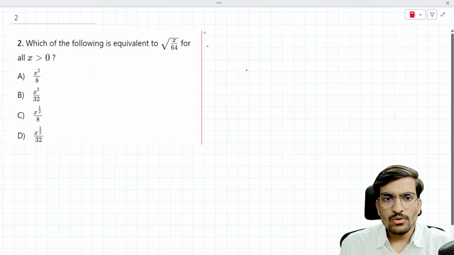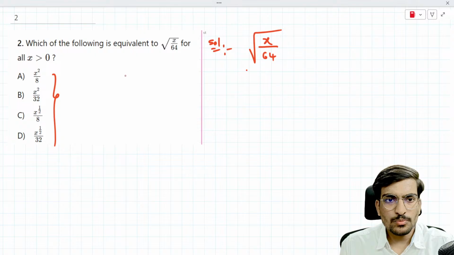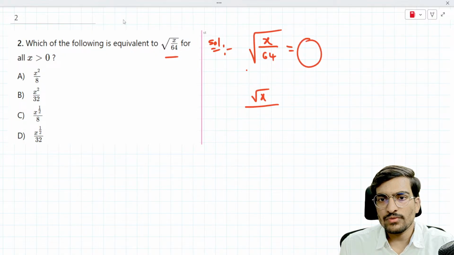Which of the following is equivalent to root x by 64? So we have a few options. We have to pick which one among them is equal to the given expression. So here first, what we can do, there is no root in the options, so let's get rid of the root. How can we do that? So let's first split it. There is no equals sign with something on the RHS, so if there was, we would do squaring on both sides to get rid of the square root, but there is no such thing, so just split it.